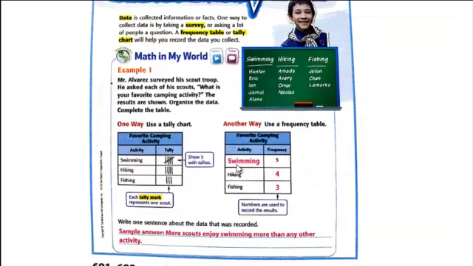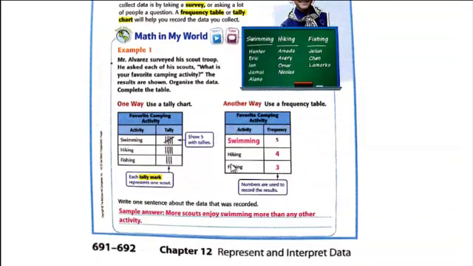5 in front of what? In front of the swimming activity. Here hiking. How many times is hiking repeated? 1, 2, 3, 4. So right here 4 times. And here fishing. How many times is fishing repeated? 1, 2, 3. 3 times. So right here 3 times. In a frequency table, use numbers to record the results.